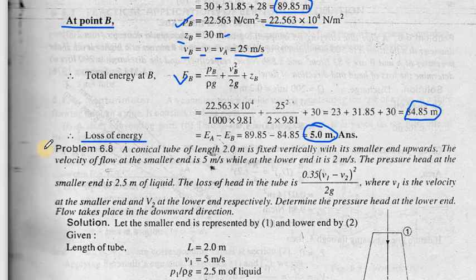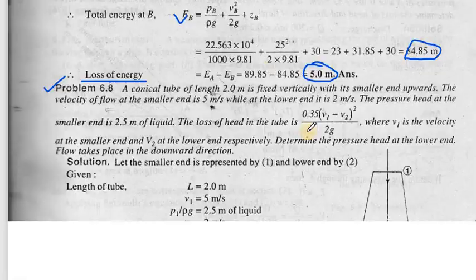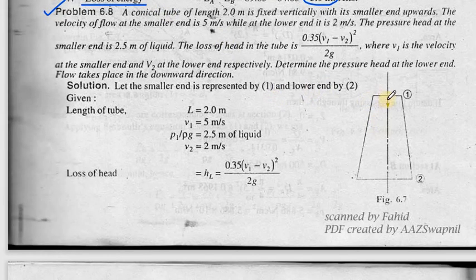After this, the next question is that a conical tube of length 2 meter is fixed vertically with its smaller end upward. So a tube has been provided, which is 2 meter in length, and it has been fixed with the smaller end upward. You can see a diagram over here. The smaller end is on the upward side and the bigger end is on the downward side.